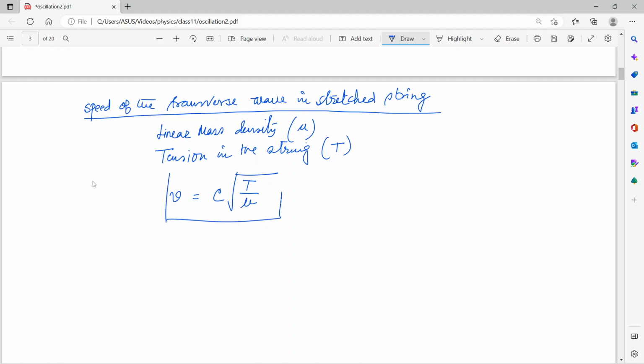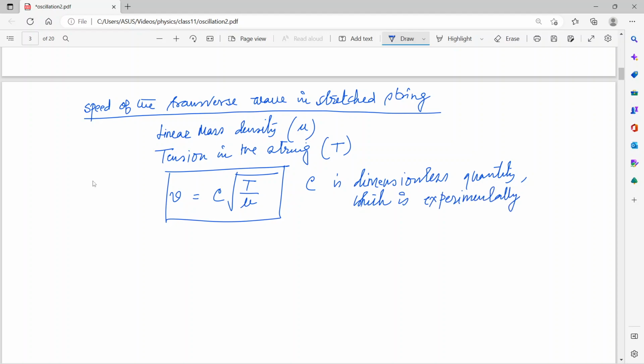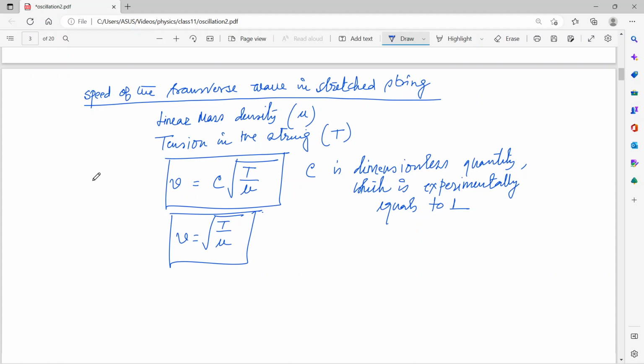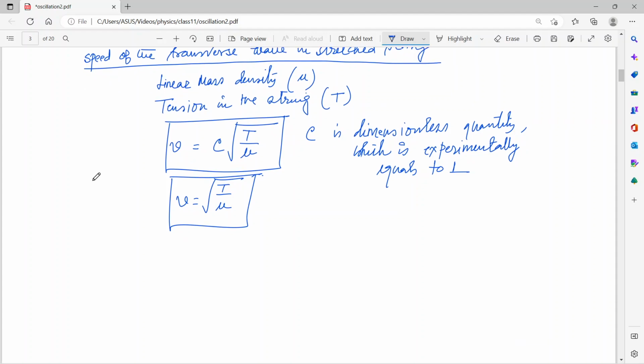Here c is a dimensionless quantity, which is experimentally equal to 1. So that's why the velocity is root of T by mu. Now this is for the transverse wave.